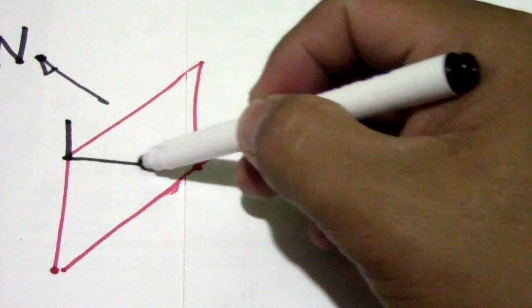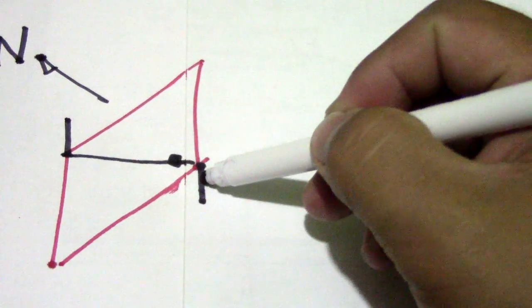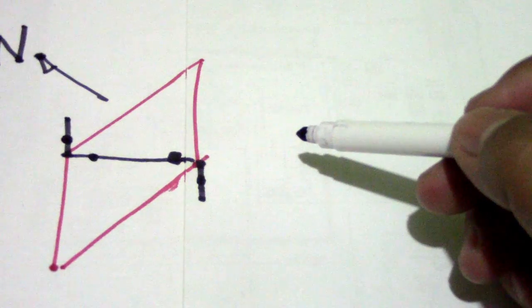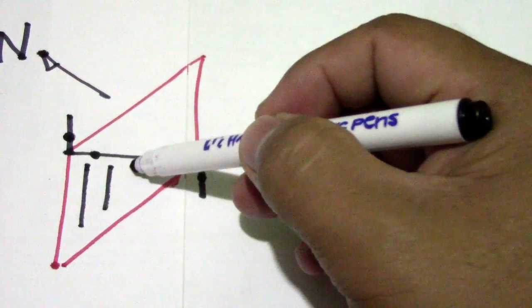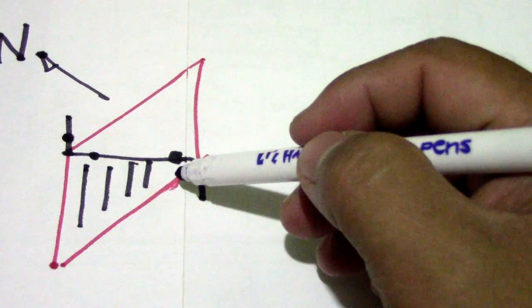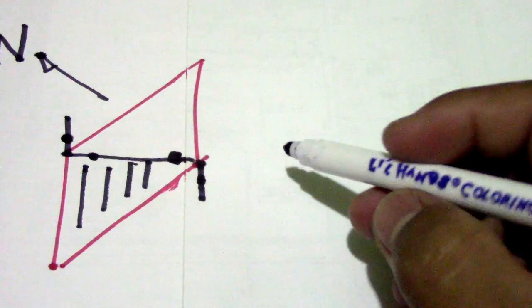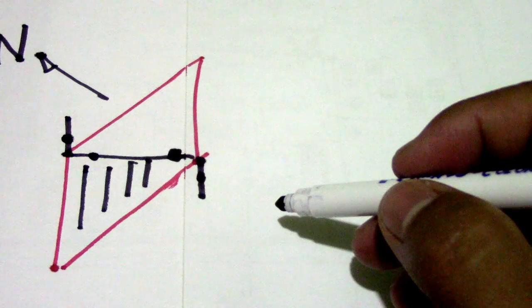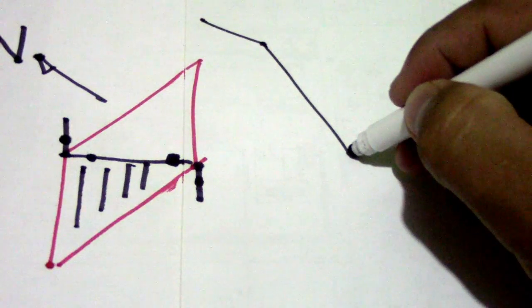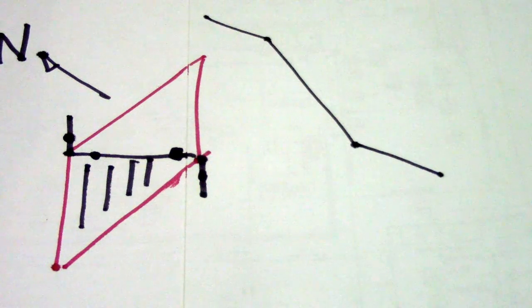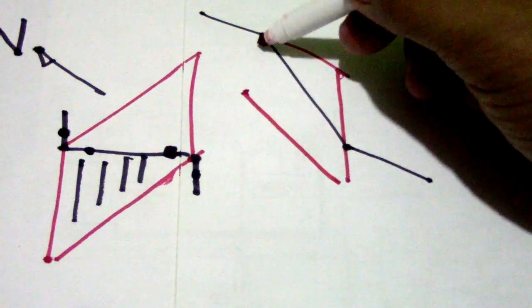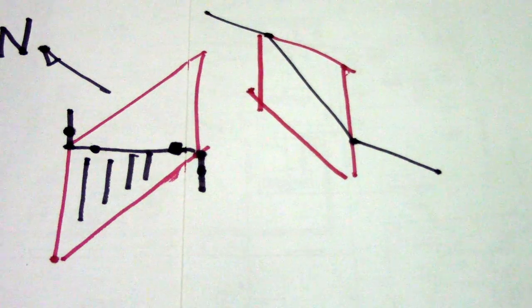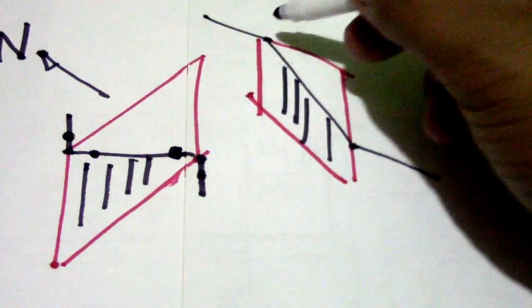And this is our line. And I will put here a shadow. So this is a vertical shadow. And next is this is our line. And this is also a vertical shadow.